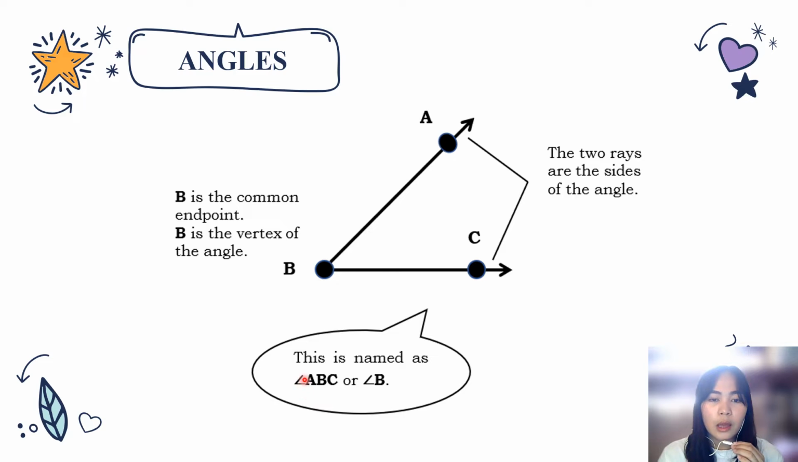So here, angle ABC, since B is our common endpoint or our vertex, therefore this angle is named also angle B or angle ABC. So ana siya pagbuhat sa angle na ay two rays or two sides and shares one common endpoint or the vertex of the angle.